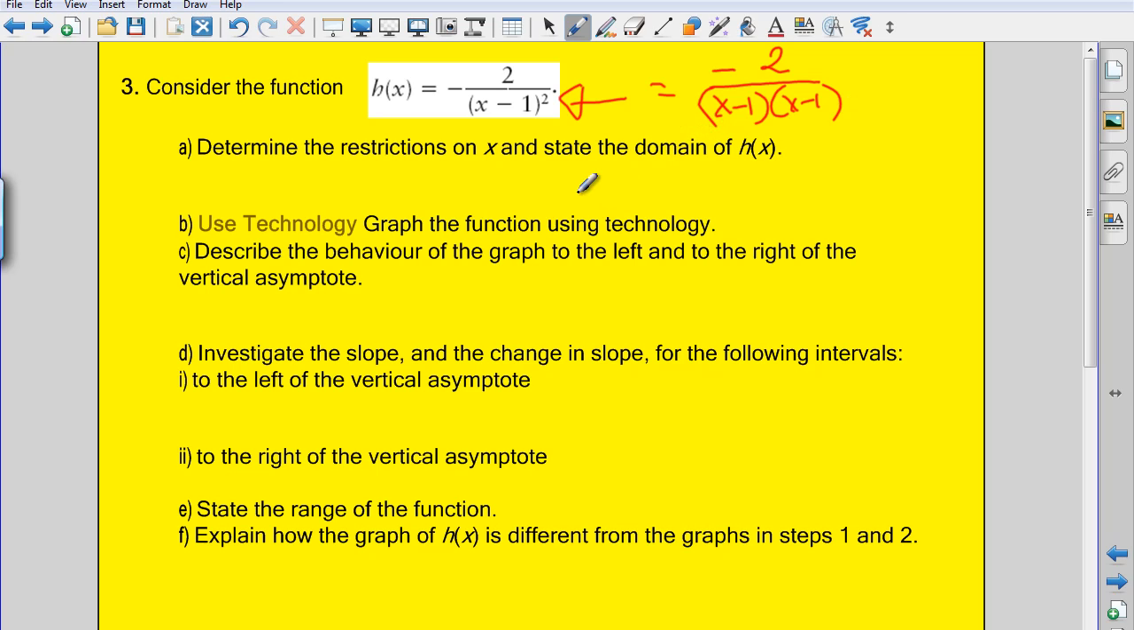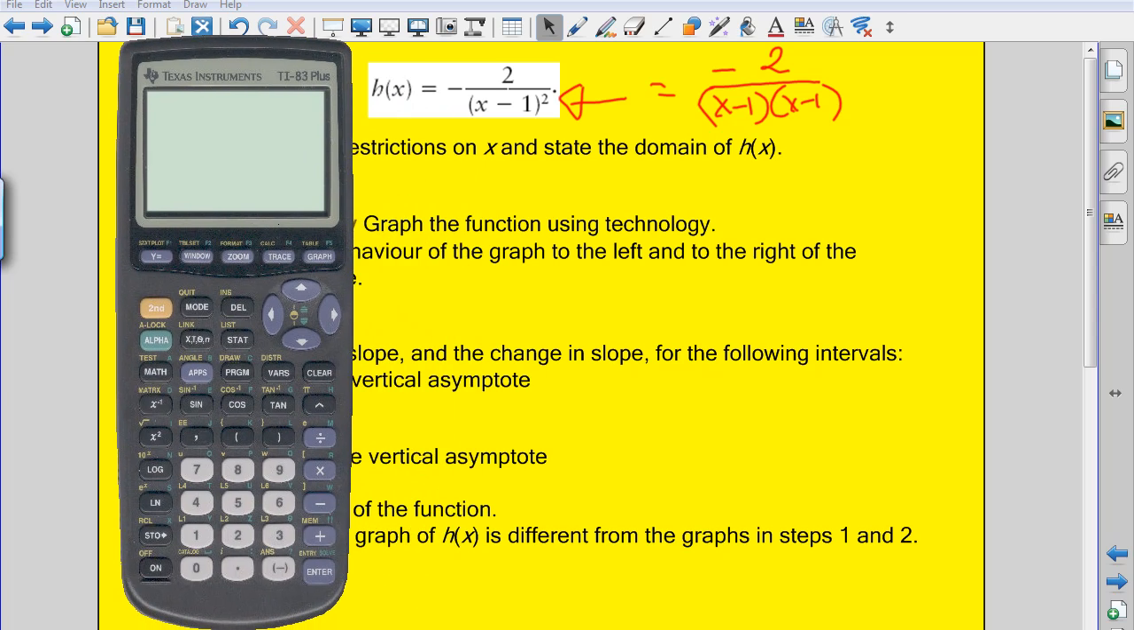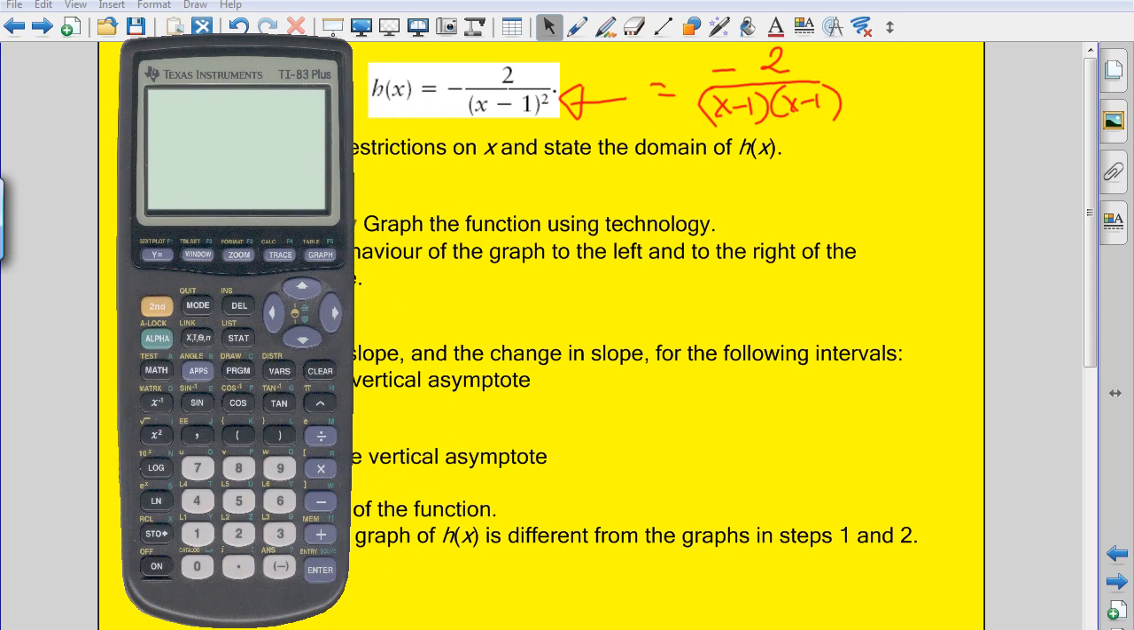But what we want to do is just get a picture of this graph. So we are going to go to the graphing calculator now and let the calculator do our graphing for us. So the function that we have is not going to be 1 over x squared. It's going to be -2 divided by (x minus 1) all squared. I'm going to do a zoom 6 and get a picture of this graph.